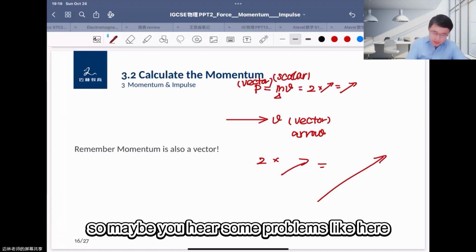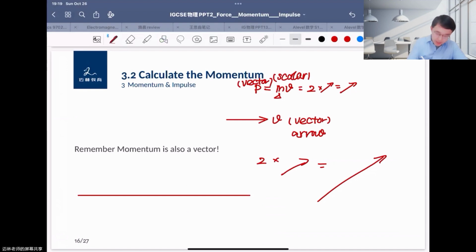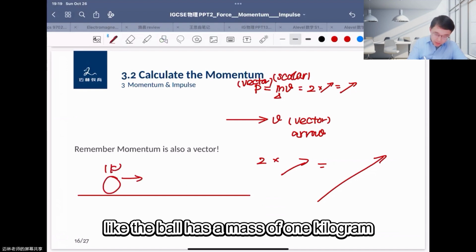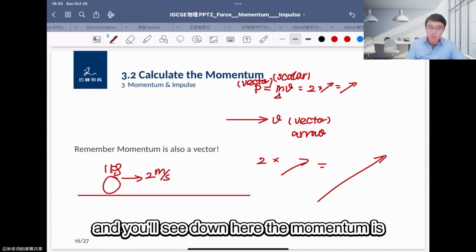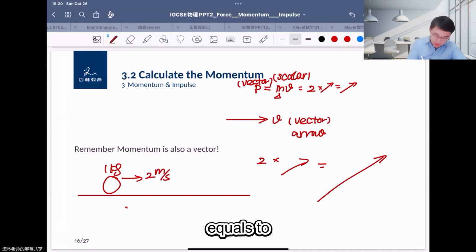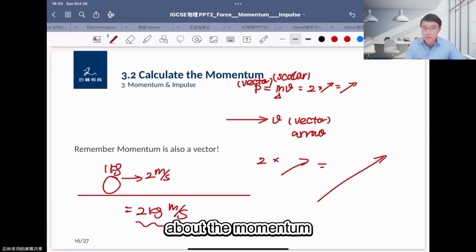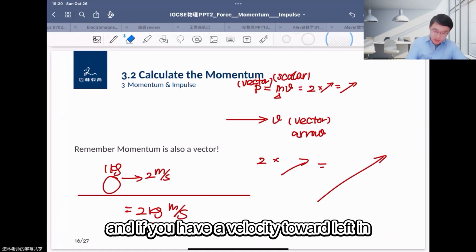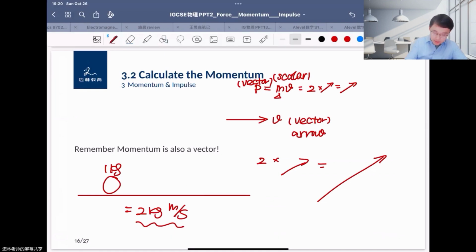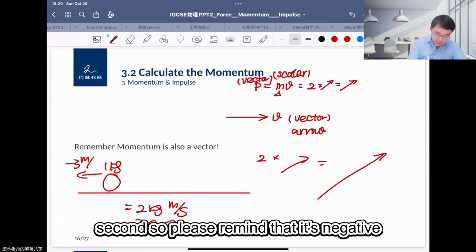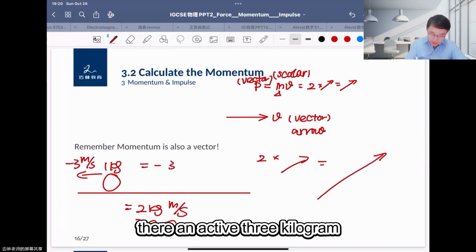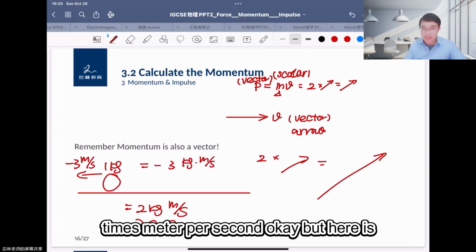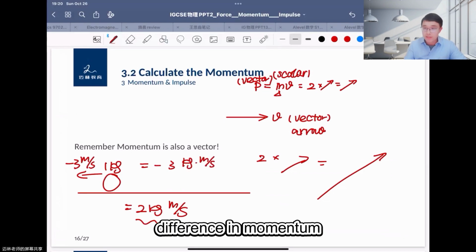Maybe here are some problems. The ball has a mass of 1 kilogram and its velocity is 2 meters per second toward the right. You see that the momentum is 1 kilogram times 2 meters per second equals 2 kilogram meters per second. That is about the momentum. And if you have a velocity toward the left, maybe it's -3 meters per second. Please remember that it's -3 meters per second times 1 kilogram equals -3 kilogram meters per second.